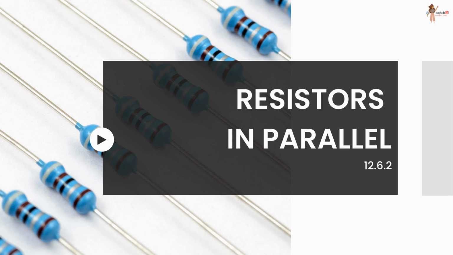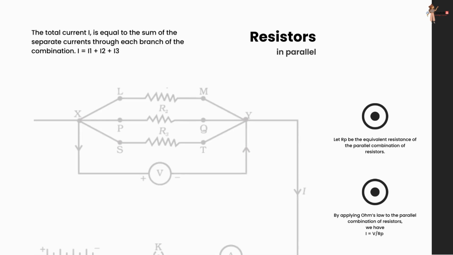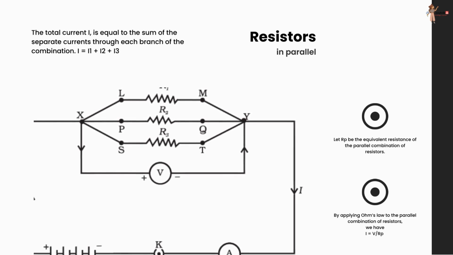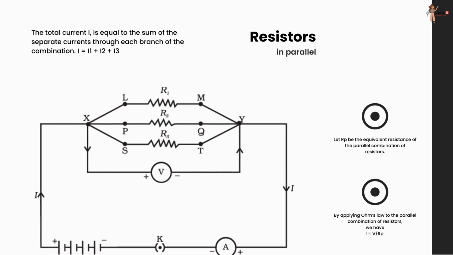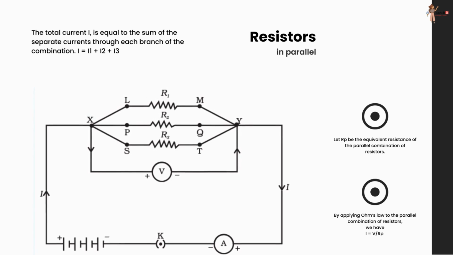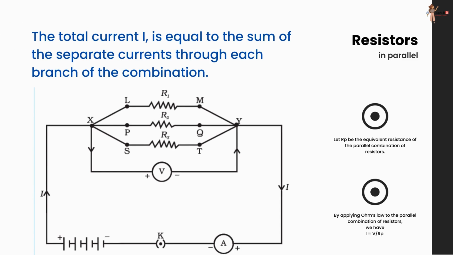Next is resistors in parallel combination. Now, let us consider the arrangement of three resistors joined in parallel with a combination of cells or a battery. It is observed that the total current I is equal to the sum of the separate currents through each branch of the combination. I is equal to I1 plus I2 plus I3.